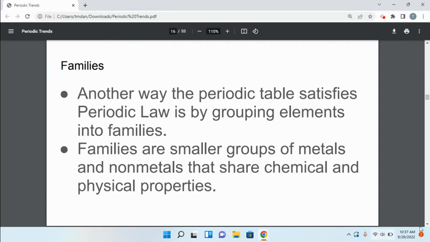In this second video of our periodic trends unit, we are going to be looking at families on the periodic table. Yet another way that the periodic table satisfies periodic law by grouping together elements that have similar chemical and physical properties. Families are smaller groups than the metals and the nonmetals, but again, these elements in these smaller groups have similar chemical and physical properties.